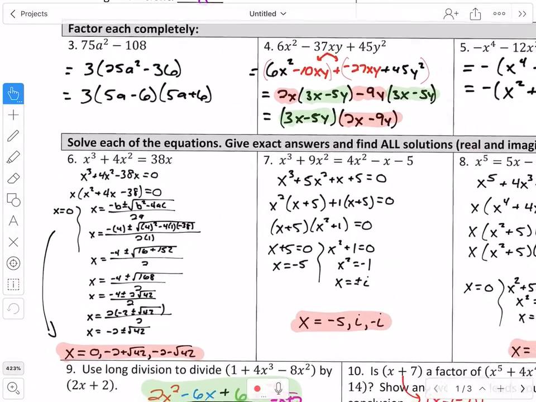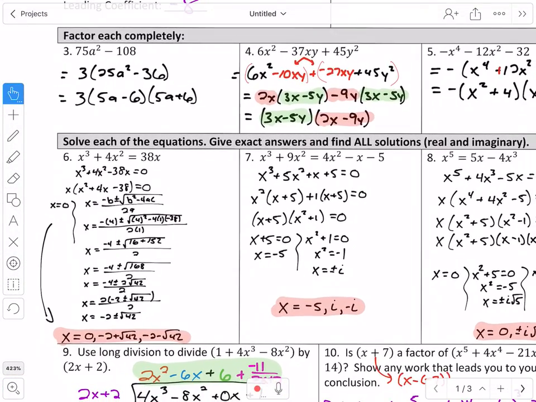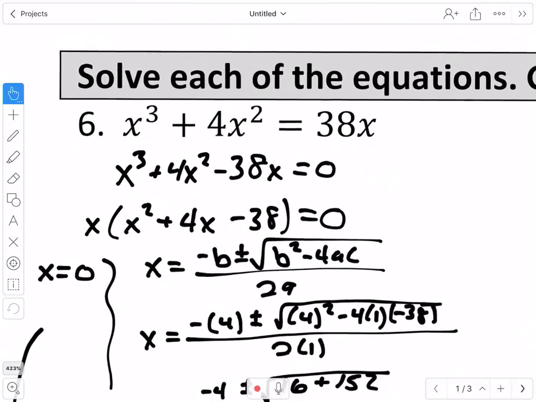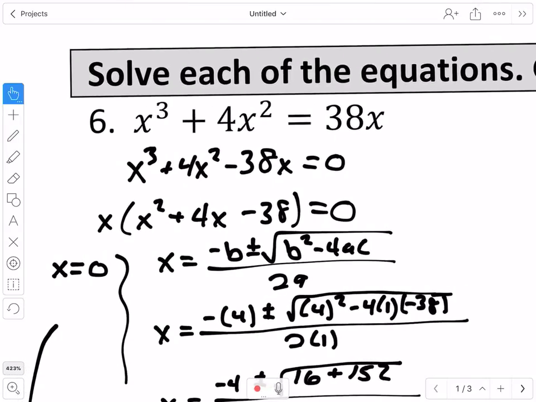Number 6, 7, and 8, solve each equation, give exact answers, and find all solutions, real and imaginary. So my plan when I'm starting out 6 is, I'm hoping that when I get 38x on the other side, by subtracting it, I'm going to be able to factor this. GCF of this is x, so I pull it out to the front. Leave me with x squared plus 4x minus 38.